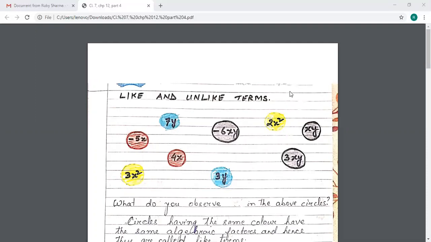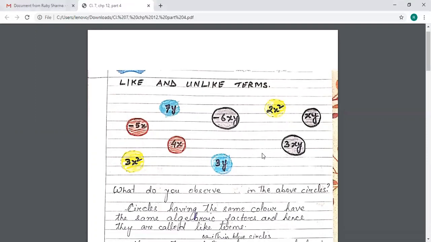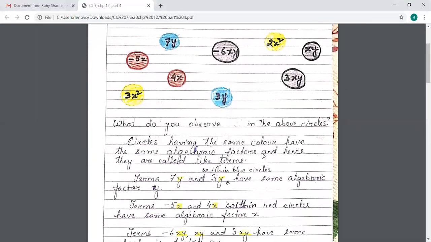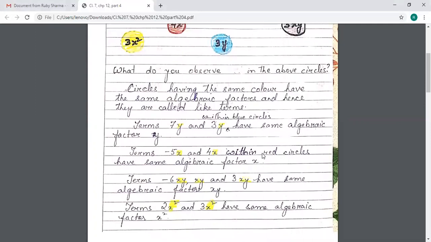So terms having the same algebraic factors are called like terms. So now what do you observe in the above circles? So we observe the circles having the same color have the same algebraic factors, and hence they are called like terms. So I've given you the details. 7y, 3y are in blue color. They have the same algebraic factor y. Minus 5x and 4x within the red colors have the same algebraic factor x.